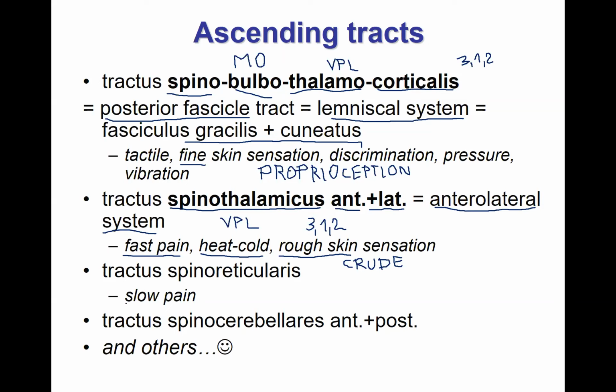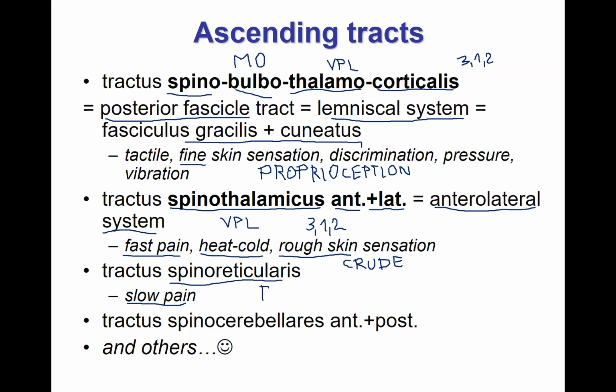What about slow pain? What is a slow pain? Fast pain is you step on a pin. Slow pain is you fall during skiing, and after 3 months you still have some pain in your back. So that's the slow pain. So the function of the slow pain is more to inform you that there is still a problem. So the slow pain has got a different tract, spinoreticular.